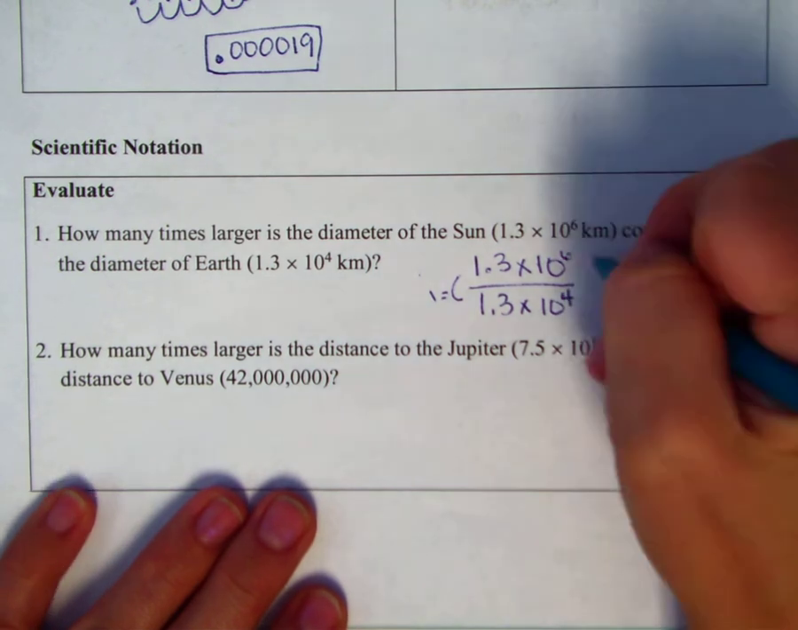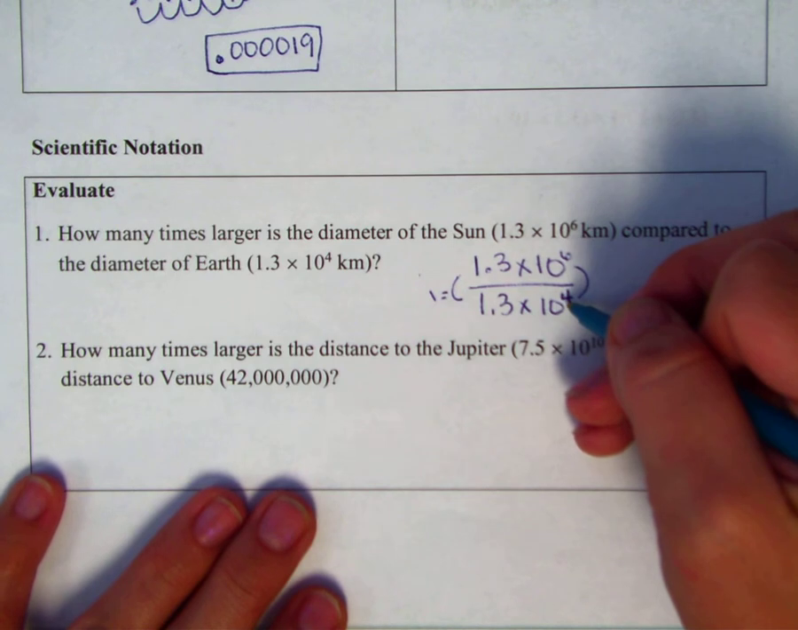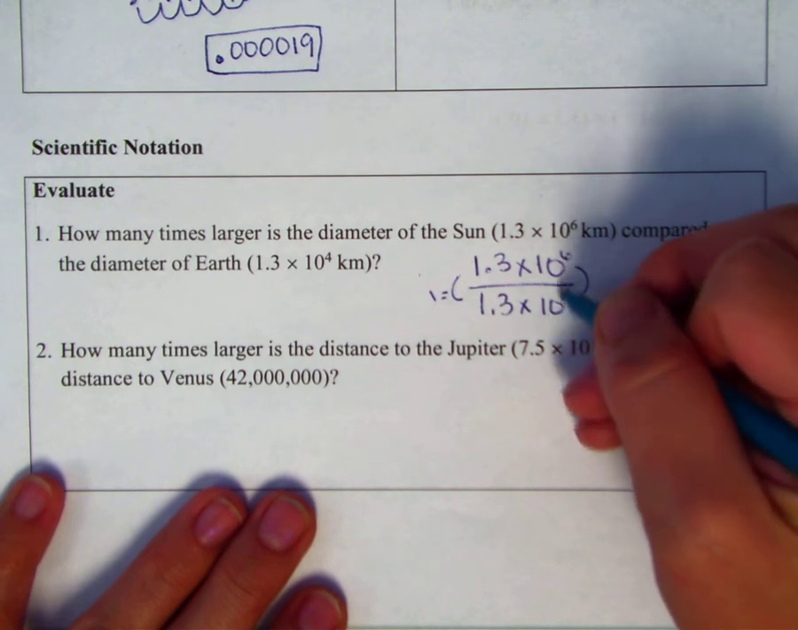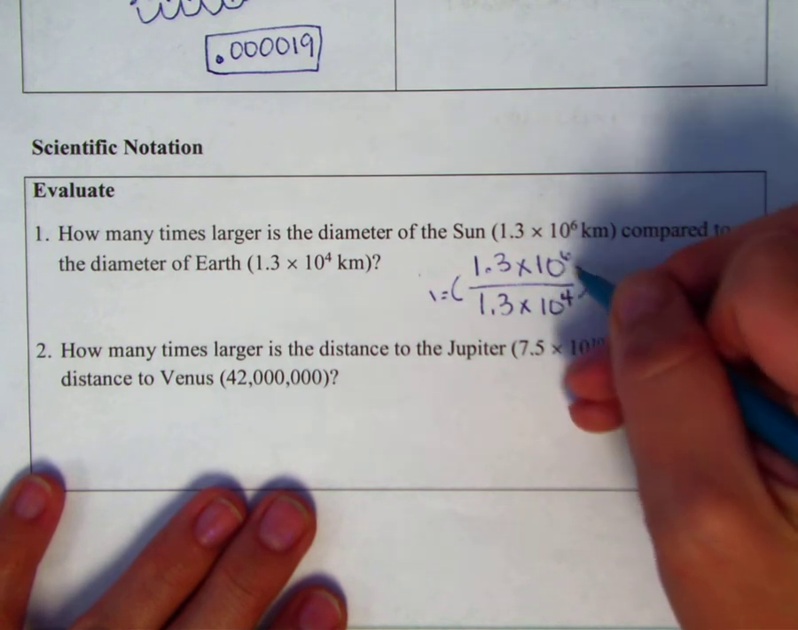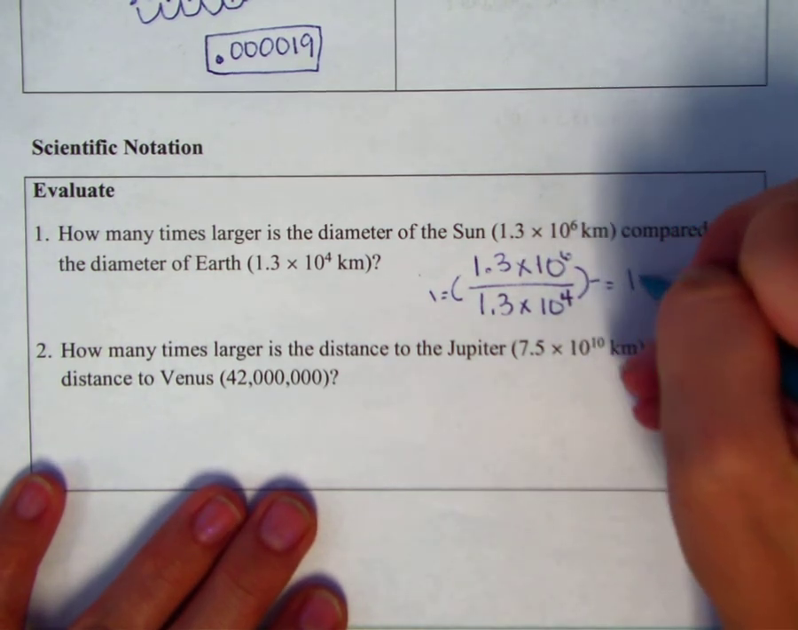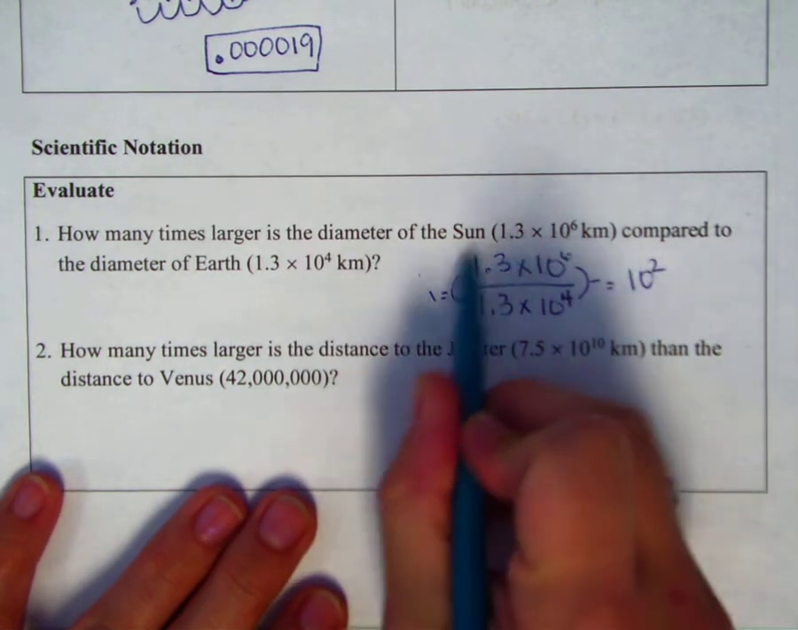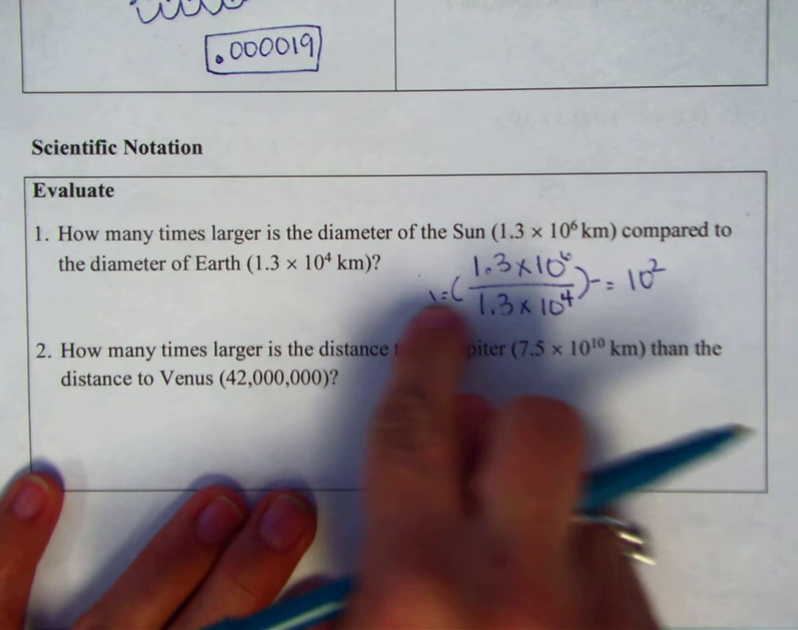All right, so then if I look at this part over here, 10 to the 6th divided by 10 to the 4th, well, if you remember with exponents, if they have the same base, which these do, we can just subtract their exponents. So 10 to the 6th minus 10 to the 4th would make 10 to the 2nd power. So then the answer to this divided by this is just these two pieces.